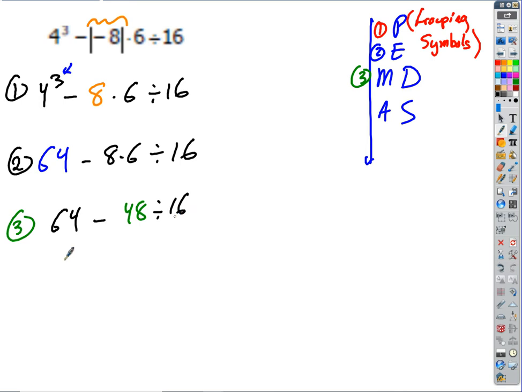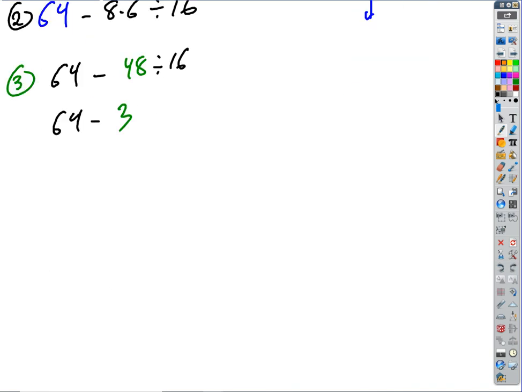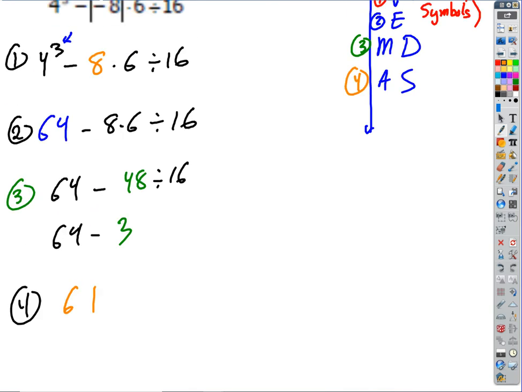And then we can go one step further. 64 minus, what is 48 divided by 16? 3. Okay? And then finally, we get down to step 4, which is addition and subtraction. And there's only one thing to do. 64 minus 3 is what? 61. Good. Okay, good.